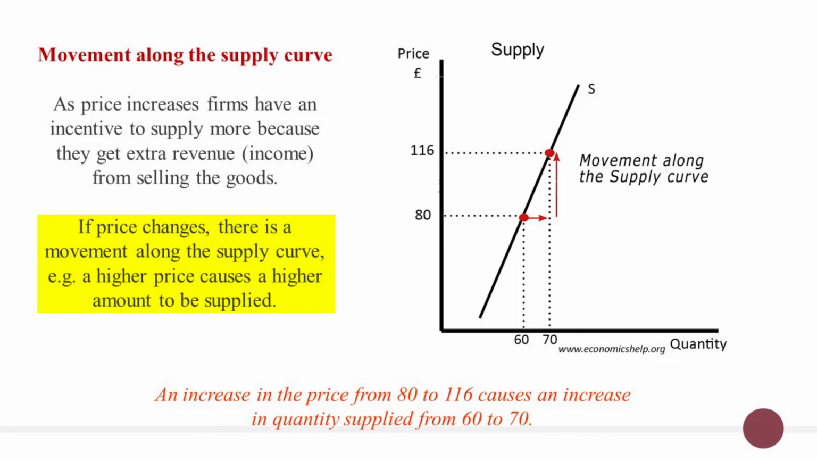Example, a higher price causes a higher amount to be supplied, and that is seen in quantity from 60 to 70, an increase by 10. An increase in the price from $80 to $116 causes an increase in quantity supplied from 60 to 70.